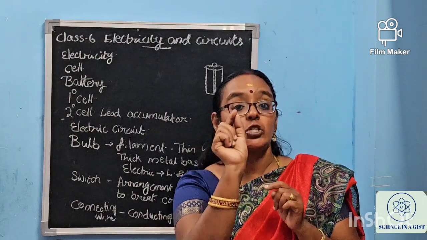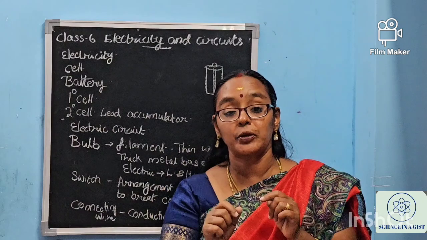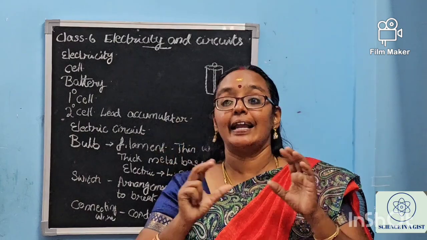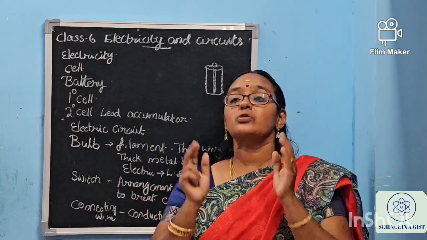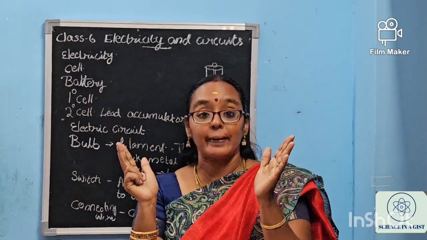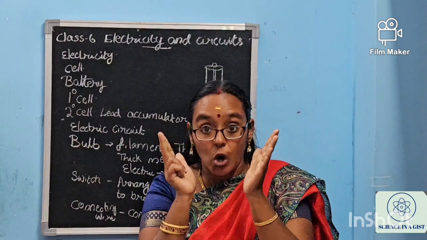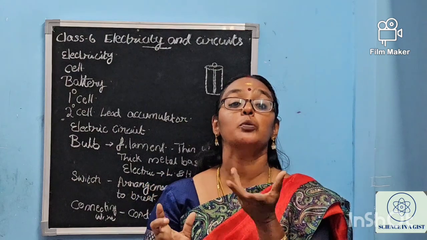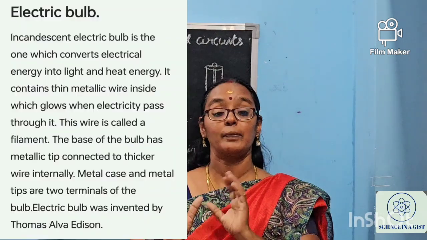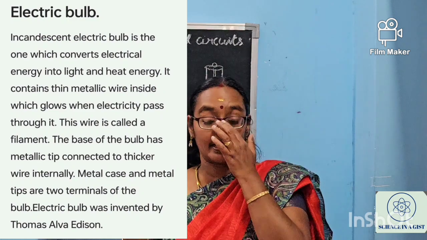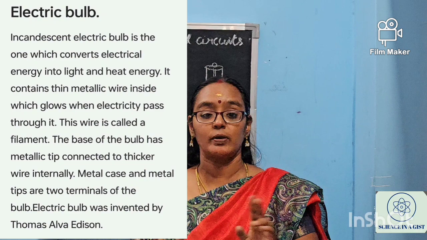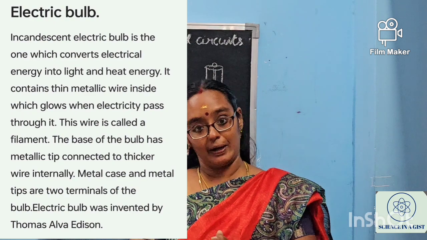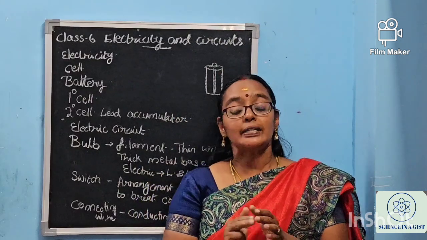When we switch the electric circuit on, that part only glows, and we say that the bulb is glowing. So this metal filament will be there, and to the filament there will be strong, thick metal bars, and then it will be connected to a metal case for protecting it, and it makes two terminals. Positive and negative terminals are again present in the case of a bulb. Okay, so this is about the bulb.